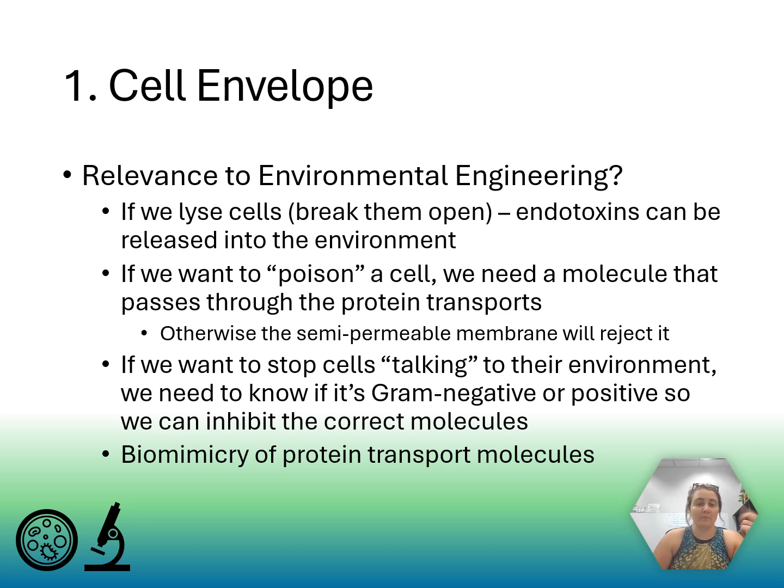So we can lyse cells or we can poison cells. If we want cells to stop quote-unquote talking to their environment, we need to know if it's gram-positive or gram-negative so we can inhibit those correct molecules. And one thing that's kind of interesting from an environmental engineering standpoint is we actually have used an approach called biomimicry to create protein transport molecules. So those molecules that we see in the membranes, they have a very specific selective function, and we've actually tried to mimic that function in a lot of bioengineering applications, which can cross over into our field quite a bit. So these are some of the reasons that we care about the cell envelope when it comes to environmental engineering.